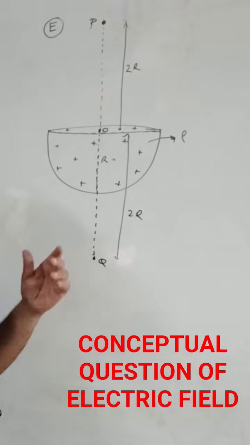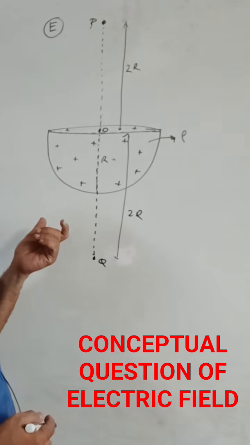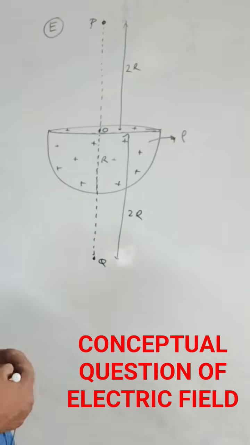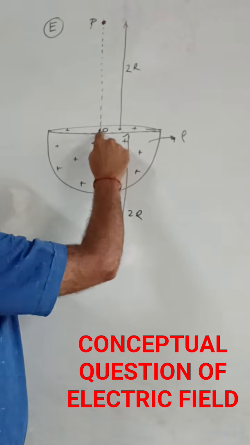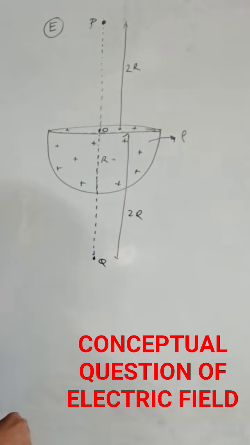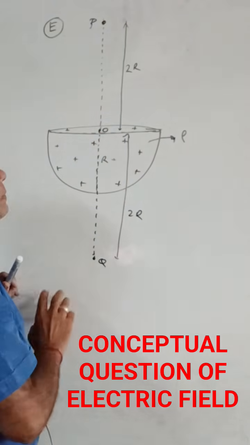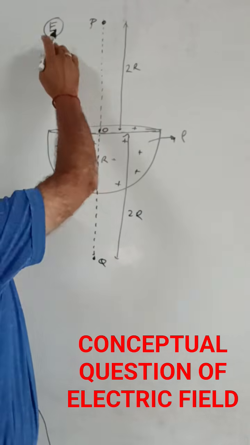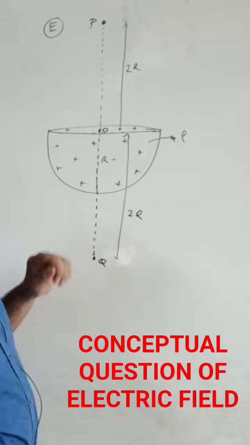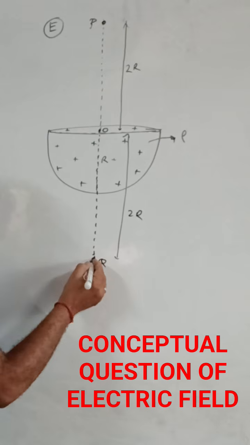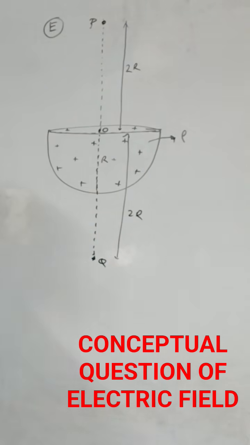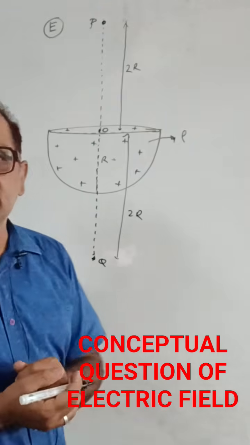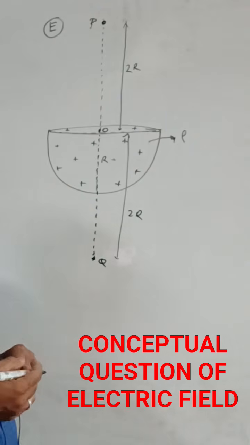Student, see, this is a solid hemisphere of volume charge density rho. From its point O, at the point P at distance 2r, where r is the radius of this hemisphere, the electric field is given as E, and we have to find the electric field at point Q. This is a vertically downwards point, just below point O. So how can we find this electric field at point Q?